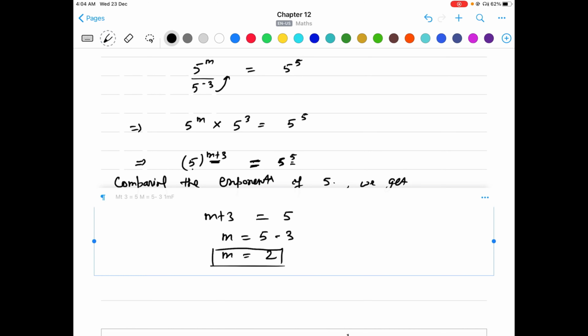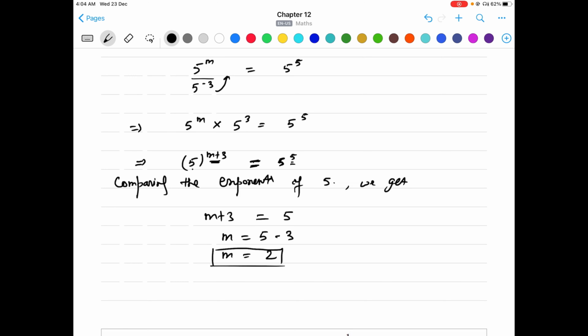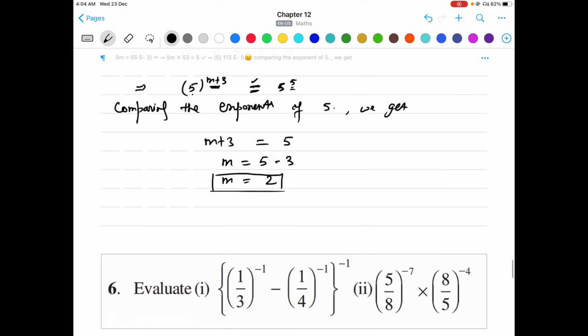So what we did here is, first we simplified the expression, so we got both sides in terms of the same base number, that is 5 power something equals 5 power something. If they are equal, that means their powers have to be equal. So comparing the exponents of 5, we get m plus 3 equals 5, and after solving this we got m equals 2.